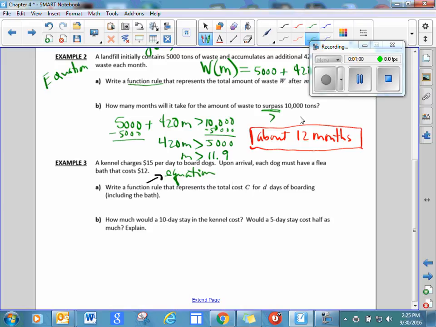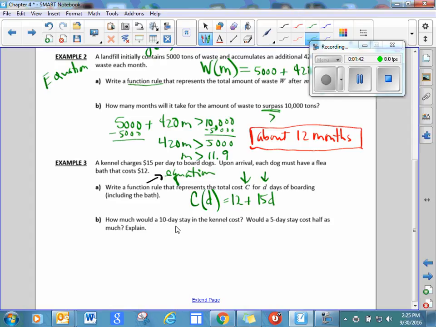Equation that represents the total cost C, so they give us the variables, for D days of boarding the dog, including the bath. So the cost C is a function of how many days you board your dog. That is going to be equal to the $12 that it costs for the flea bath plus $15 for every day D that you spend there. So that would be our equation. The cost is a function of the days, and the rule is 12 plus 15D to calculate your total cost.